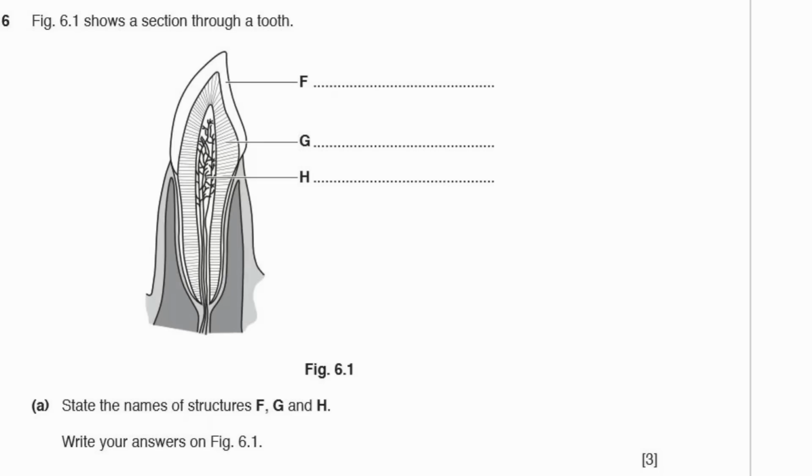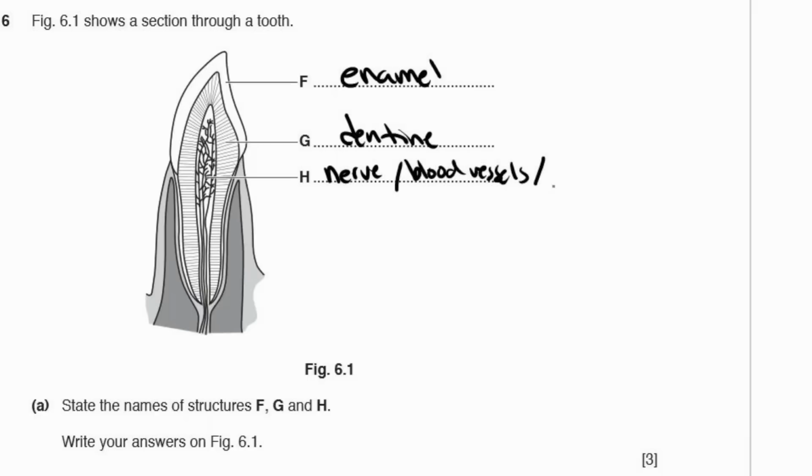Question 6. Figure 6.1 shows a section through a tooth. A, state the names of structures F, G, and H, and write your answers on figure 6.1. So F, that is the enamel. G is the dentine. And H, you can say it's either the nerve, or blood vessels, or a pulp cavity, because the pulp cavity contains the nerves and the blood vessels.